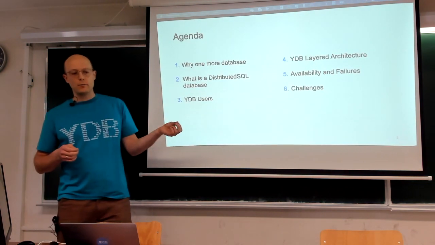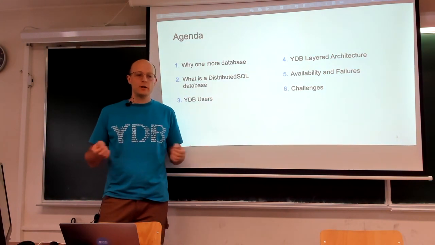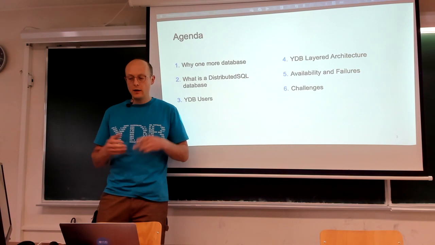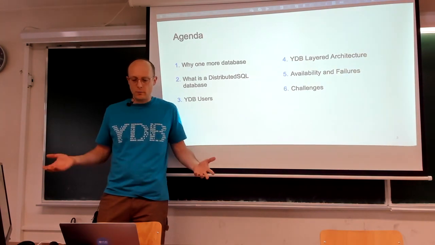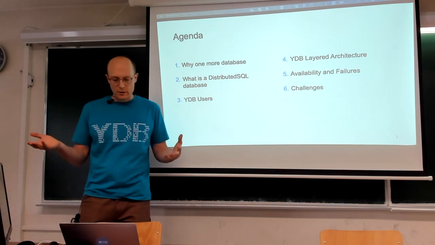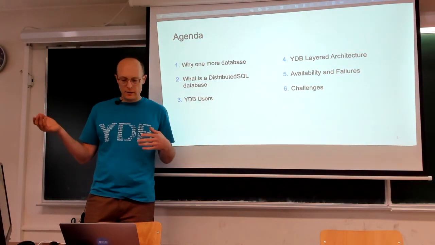Today, we will talk about why we need one more database. dbengines.com lists like 400 databases on their website with rankings, so they are used. So why do people need one more? What's the difference? Why does a distributed SQL database differ from the others?